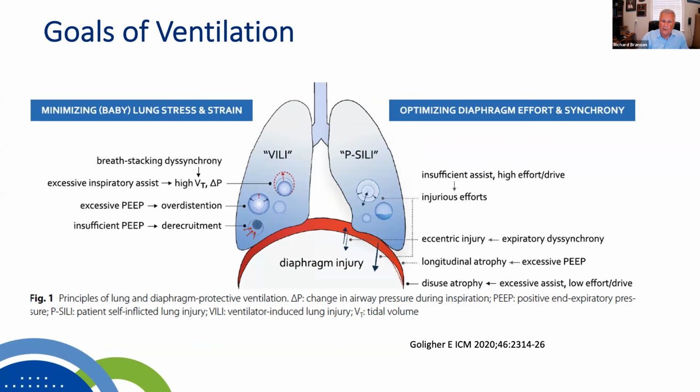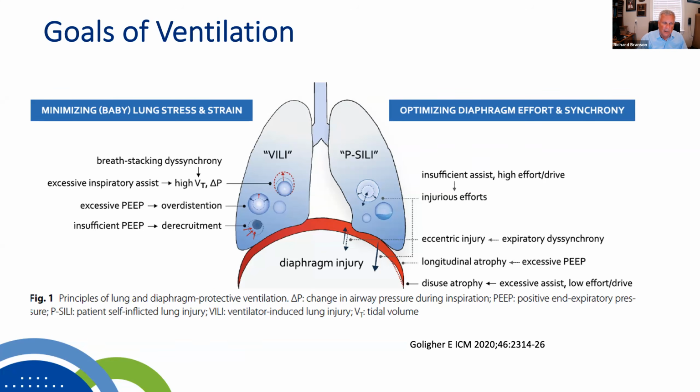Diaphragmatic injury, as I said, is important. Too much PEEP creates longitudinal atrophy, and you have disuse atrophy if there's not enough effort done by the patient. I have to tell you, I'm still on the fence about P-SILI, with its sides, which is not the best acronym in the world, over whether insufficient or high effort drive has injurious effects, that the patient injures themselves. I mean, clearly there are conditions where it can happen, and we see some relationship between NIV failure, really large tidal volumes, and requiring intubation.